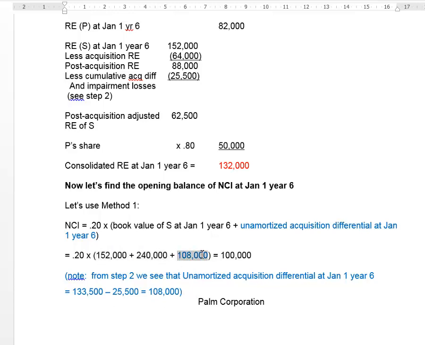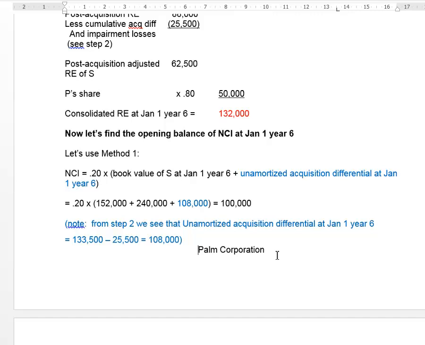And our unamortized acquisition differential at January 1 year 6 is what? Well, don't forget, if we went back to step 2, we know from step 1 that our total acquisition differential was 133.5. To the beginning of year 6, i.e. the end of year 5, we amortized 25.5 of it. So unamortized is 108. So if we added these numbers in the brackets and took 20% of it, the numbers in the brackets add up to 500,000. At 20% gives you 100,000.